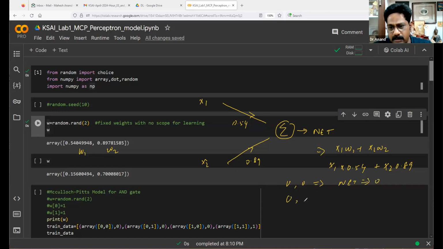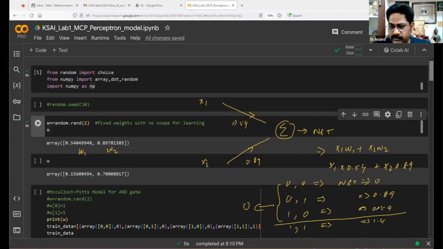Next we plug in 0, 1. When I plug in 0, 1, my net value is 0.89. Then I plug in 1, 0. My net value is 0.54. Then I plug in 1, 1, and it is roughly 1.4. So the first three patterns belong to one class, the 0 class, the no-firing class. For 1, 1 it should fire 1. Look at this: 0, 0.54, 0.89. It clearly indicates that they are linearly separable.